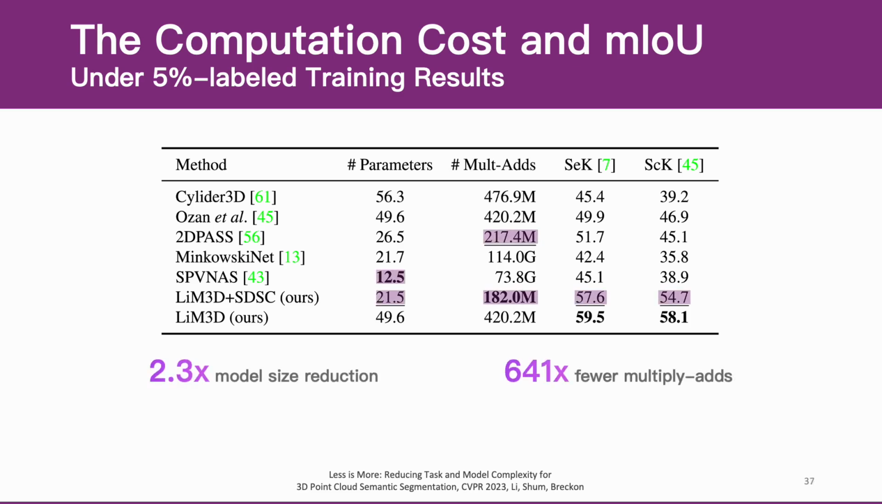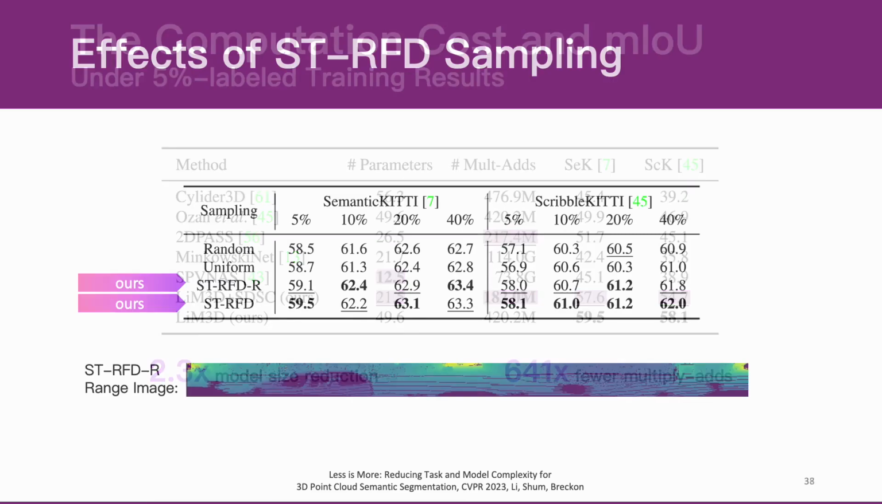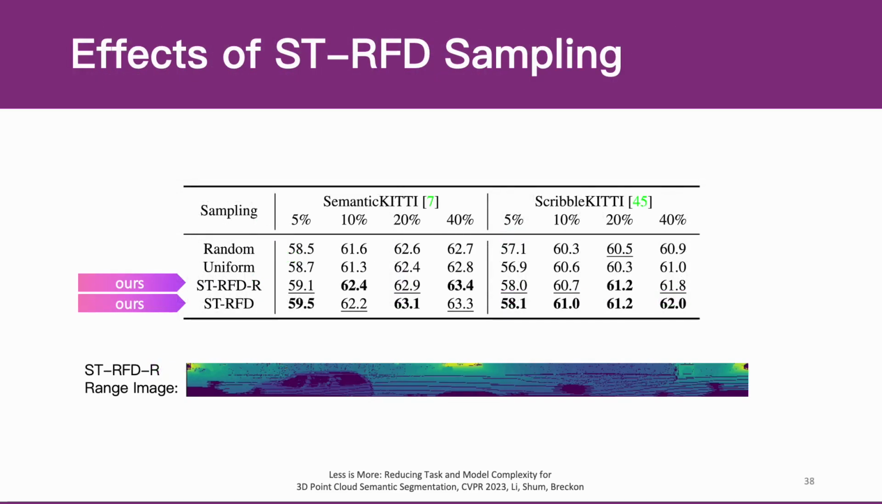Our model outperforms the voxel-based methods with at least a 2.3 times reduction in model size, and up to 600 times fewer multiply-add operations. We illustrate the effectiveness of our ST-RFD strategy by comparing our method with two widely used strategies in semi-supervised training, that is, random sampling and uniform sampling. Whilst uniform and random sampling have comparable results on both validation sets, simply applying our strategy improves the baseline results.